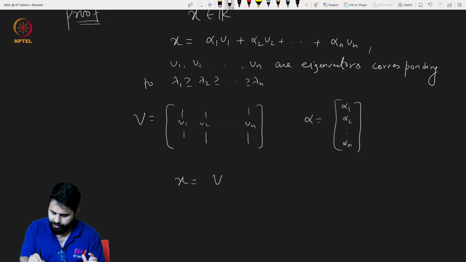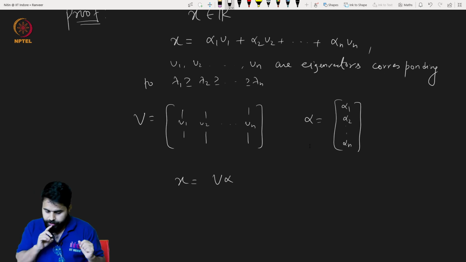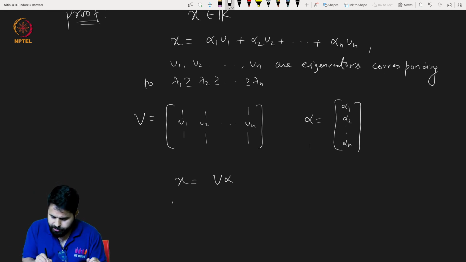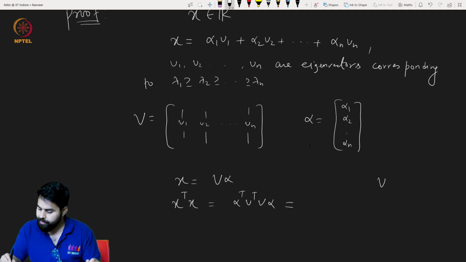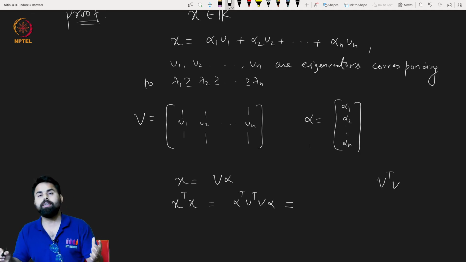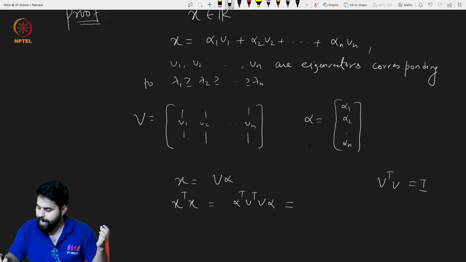So x is nothing but V times alpha. Alpha is a vector. So what will be x transpose x, by the way? X transpose x will be, basically I will take the transpose of it, alpha transpose V transpose V alpha, and V consists of eigenvectors. I am deliberately taking the eigenvectors which have unit length, so V transpose V will be equal to identity because these guys are orthogonal to each other. Very good.